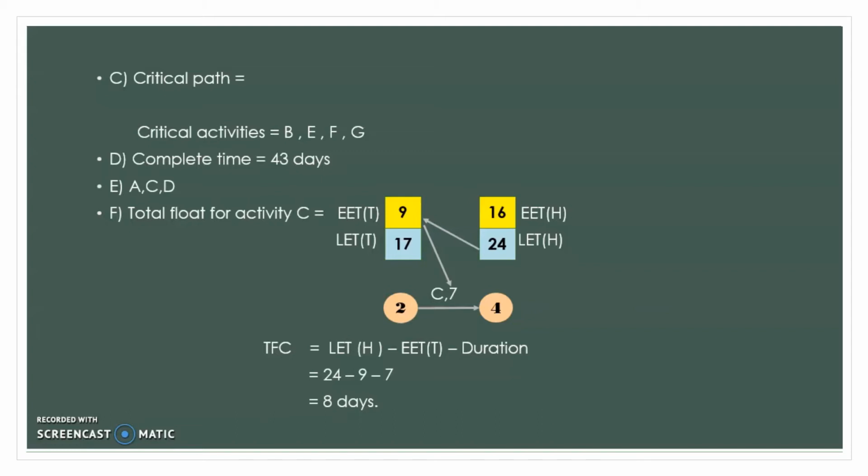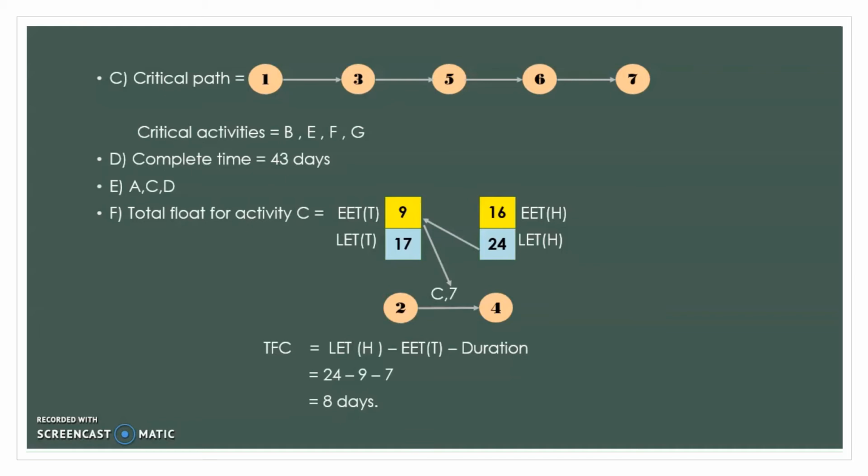So when we look back at the diagram just now, the path that has a similar EET and LET is 1, 3, 5, 6, and 7. Okay, so next is critical activities.